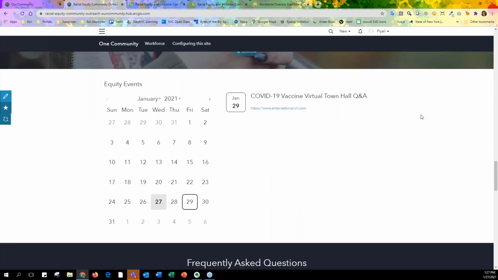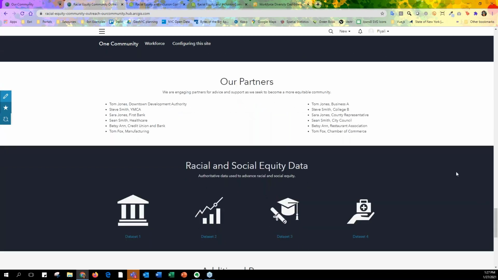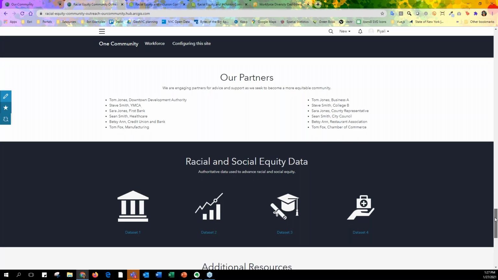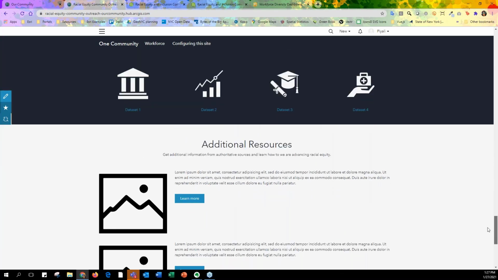ArcGIS Hub also includes a lightweight event management system, so you can also share important upcoming events, and your constituents can actually sign up for and register for an event directly through the site. And finally, you can include an open data capability so that you can share important data with community tech partners. All of this is configurable, so you can add or remove sections as you need.